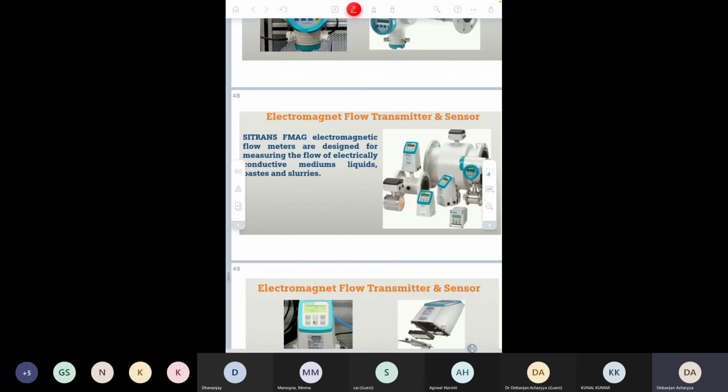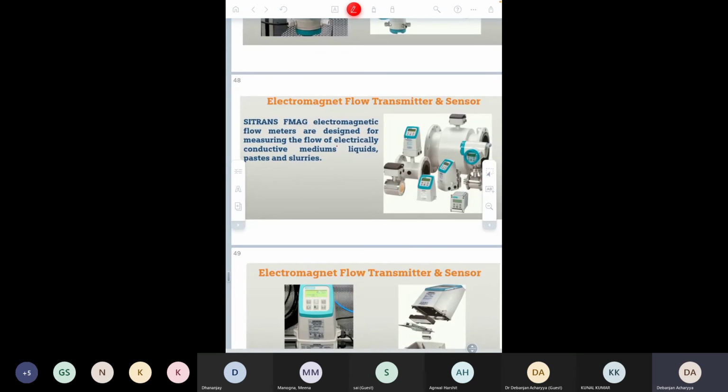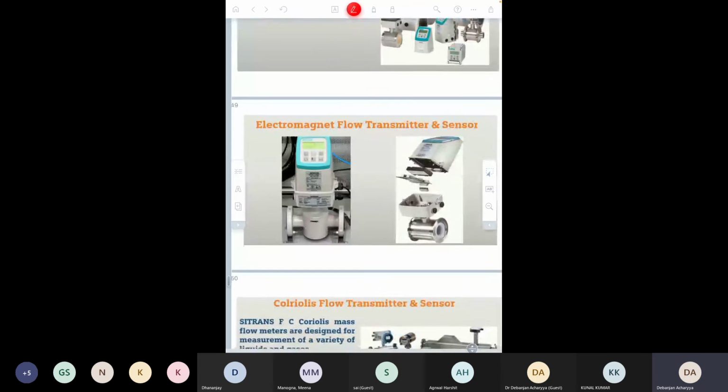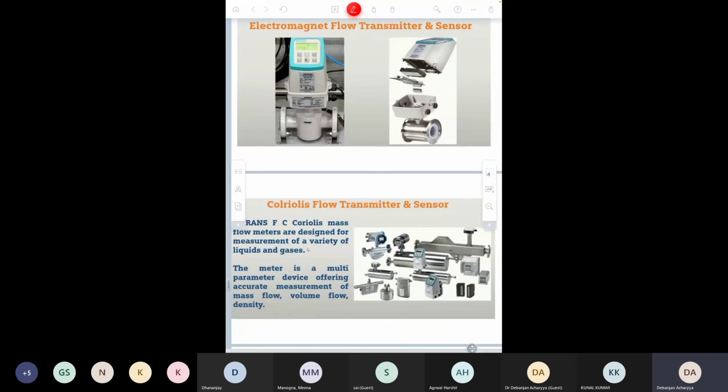There are also electromagnetic flow meters. These are used, as I told you, for electrically conductive media, liquids, pastes, and slurries. And there is the electromagnetic flow meter and sensor. This is a typical example of an electromagnetic flow meter.